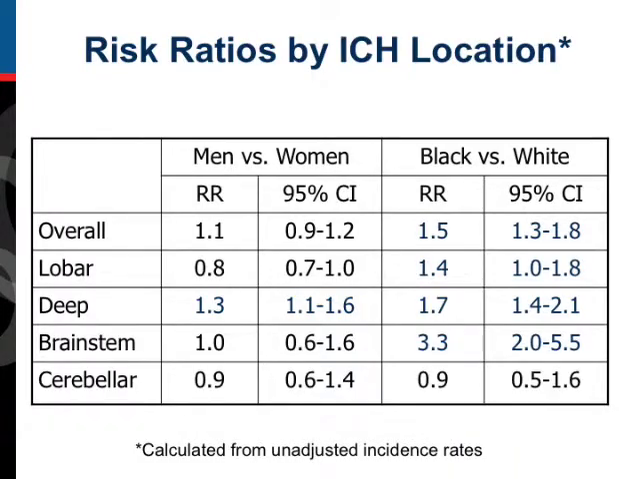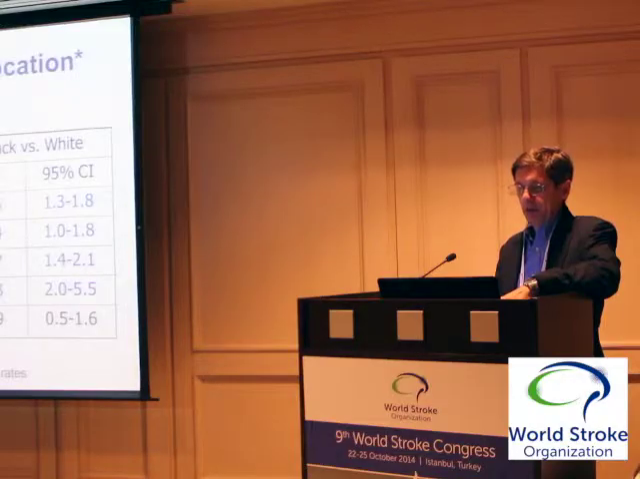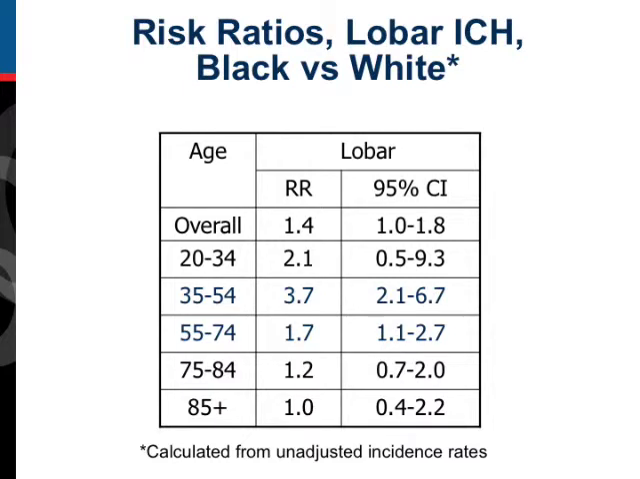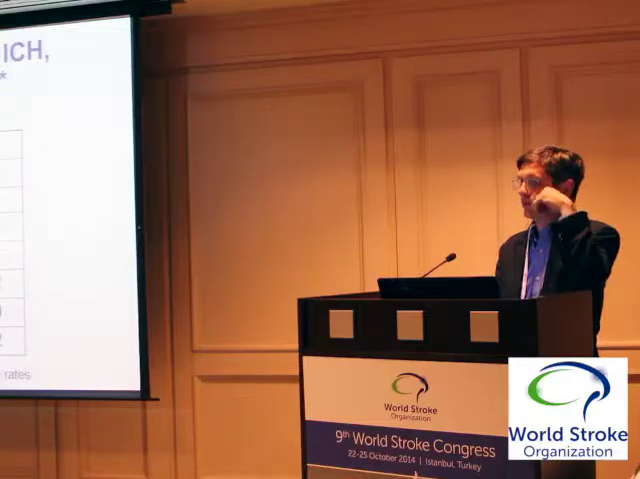We also see here, if we look at risk ratios, and this is from a population study, a cross-sectional incidence study, that blacks have much higher rates for all of the different types of locations except for cerebellum, and that men and women are similar except for the deep, where men have a little bit higher incidence rates. And you see here that blacks have higher rates than whites across the age range up until you get past age 75.